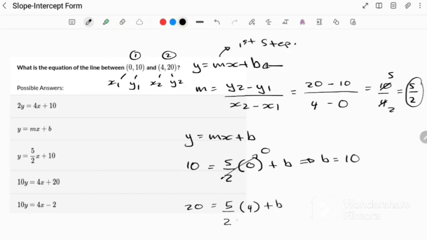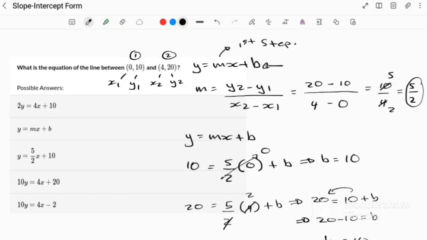Let's solve this algebraically. So 2, 4 cancel. We have 2. 2 times 5 is 10. So here we're left with 20 is equal to 10 plus b. We're going to move the 10. This becomes 20 minus 10 is equal to b. And we're left with b is equal to 10. So either way, using point 1 or point 2 and our m, we can plug it into the general form to find b.